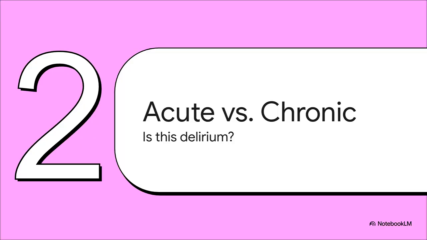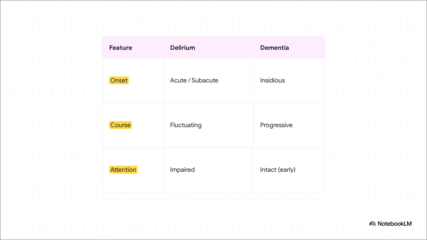All right, section 2, acute versus chronic. So once you suspect there's a cognitive issue, you hit this massive fork in the road. Is this an acute change, something that just happened, or is this a slow, chronic decline? Figuring this out is everything, because your entire workup completely depends on the answer. This table just lays out the core differences perfectly.